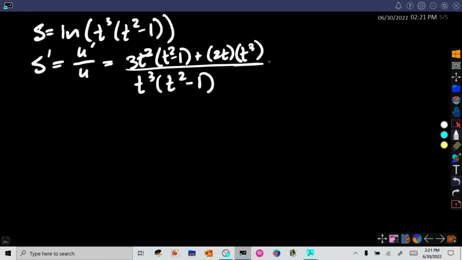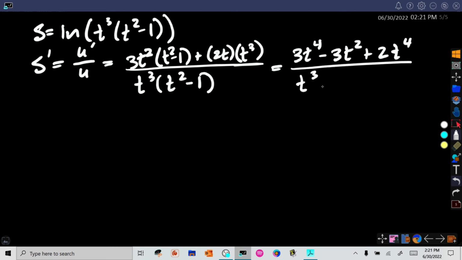So there's our product rule, and what I want to do now is simplify this thing out, because you're going to see something really cool happen. 3t squared times t squared is going to be 3t to the fourth. This is going to be minus 3t squared. And then we're going to have plus 2t to the fourth, all divided by t cubed times t squared minus 1. Okay? And you can kind of see it looks really similar to the previous part.